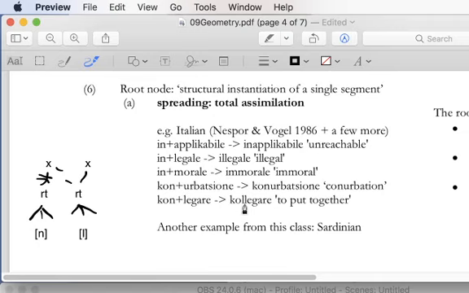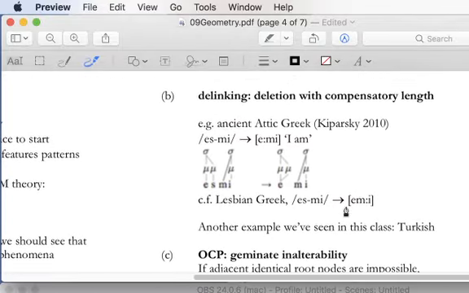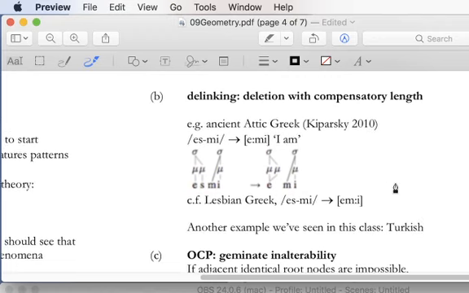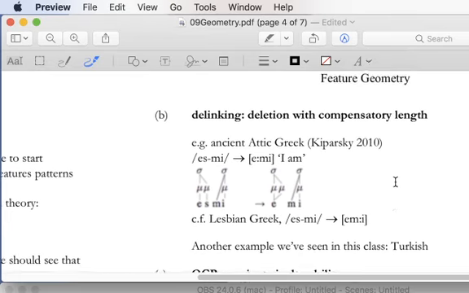So oftentimes when people abbreviate these, rather than putting in the root node and all the features underneath, they're just going to abbreviate these root nodes with IPA characters, because this essentially is what an entire segment is in feature geometry theory. It's the root node. So we'll see this in the examples that are taken from other sources here. They're just going to use IPA characters to stand in for an entire root node. So that was the spreading of a root node, which was total assimilation. Delinking of a root node, what would that look like? Well, it's going to be basically segment deletion.